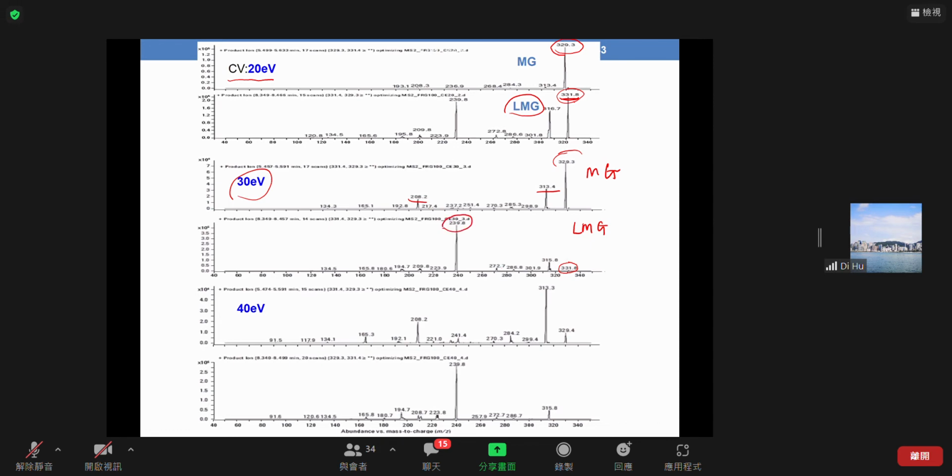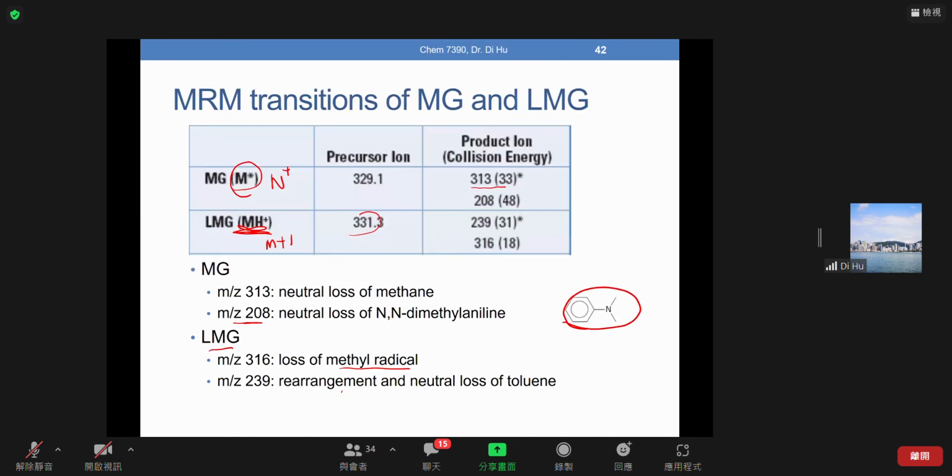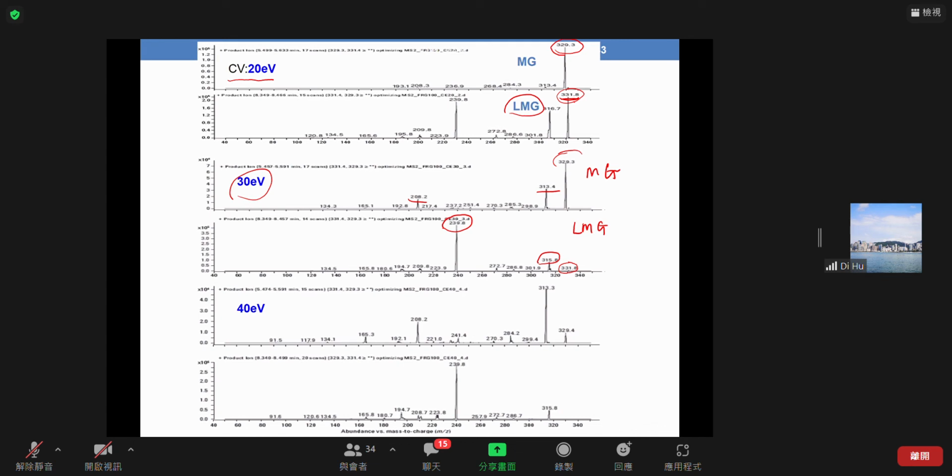And we see 2 daughter ions showing up here, and the most dominant one is 239.8, and the other one is 315.8, so 316. We say we need to monitor this too. So that means now the 30 eV is good for the nucleomethyl green. This is the condition we choose.